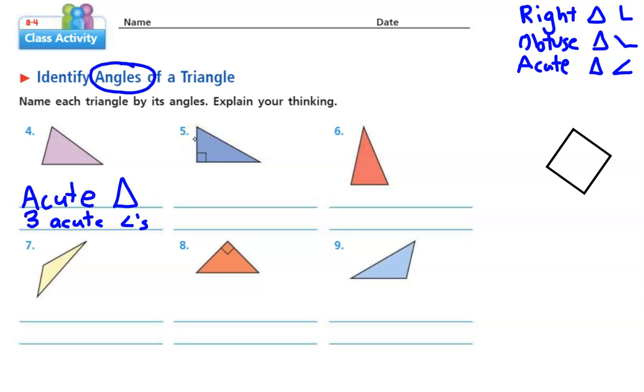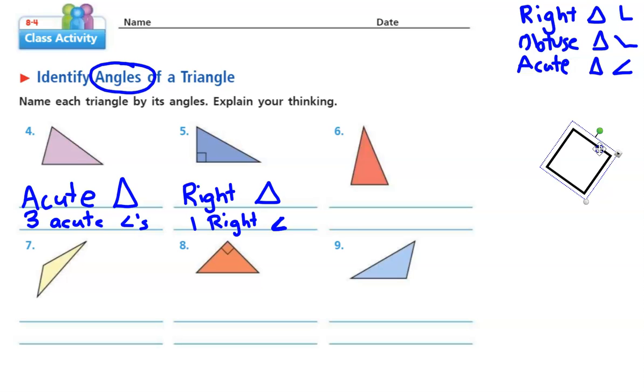Now on number 5, they have made life very easy for me because look at this little guy right here. This automatically tells me that this is a right triangle. And the way that I know that that's true is because it has 1 right angle. Okay, that doesn't look like an angle sign. There you go.